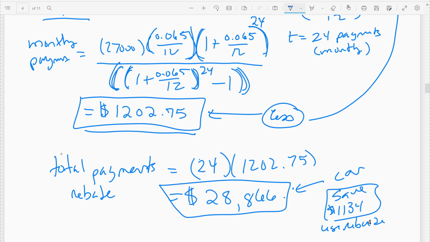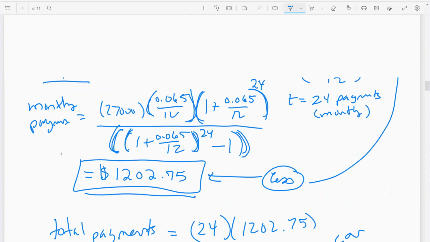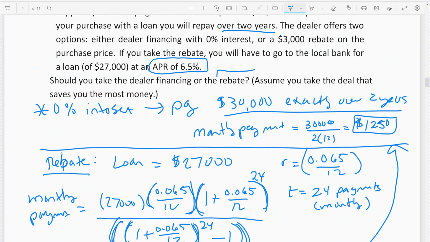First of all, you pay less total. Secondly, your monthly payment is smaller. $50 is not a small chunk of change every month. So the rebate is the much better option. This is why it's important to know how these things work, because you walk in, you might think 0% interest, oh, that's the way to go, $3,000 is not that much. But 10% off of anything is a fairly big deal.